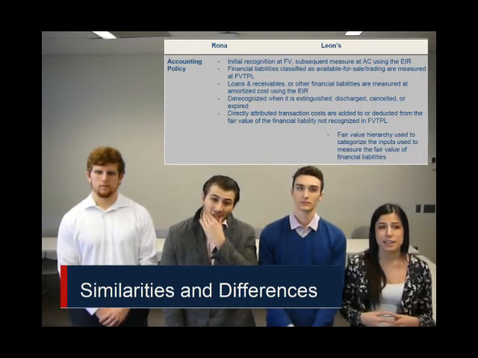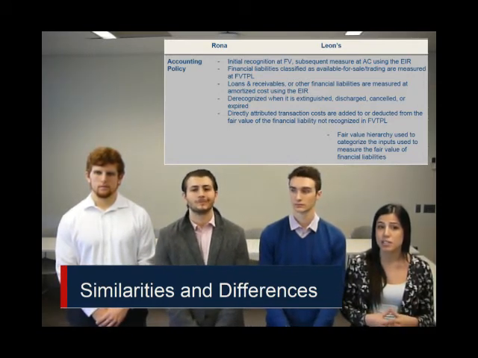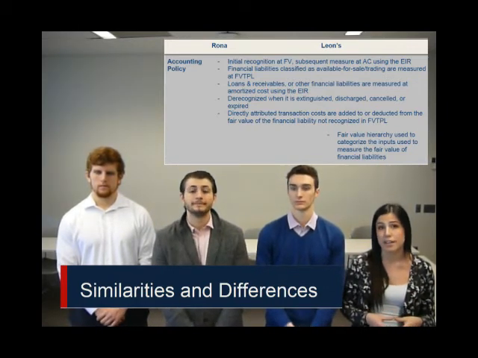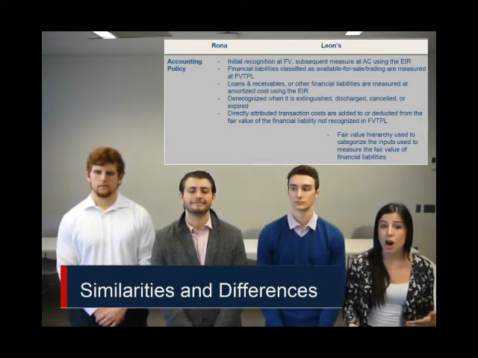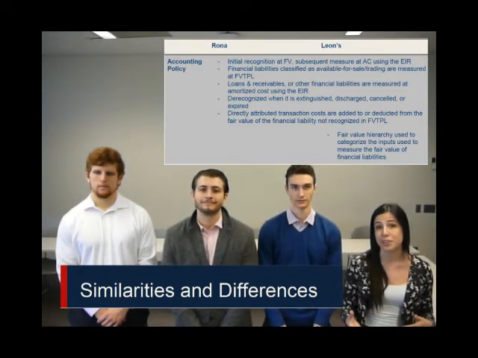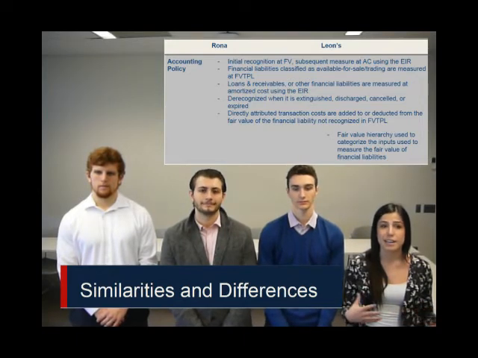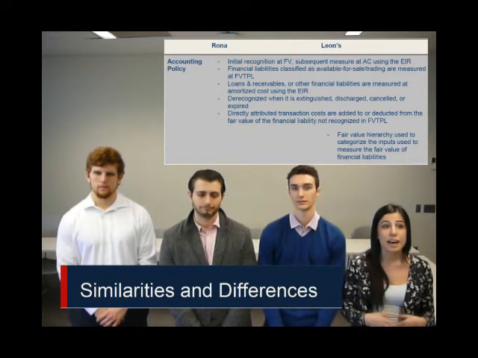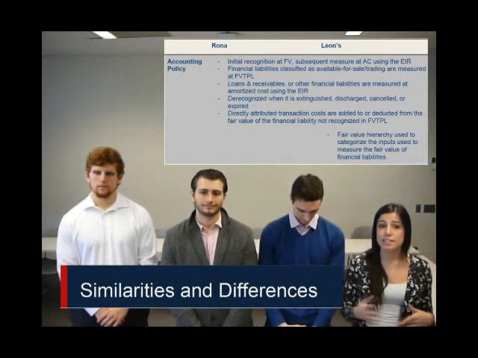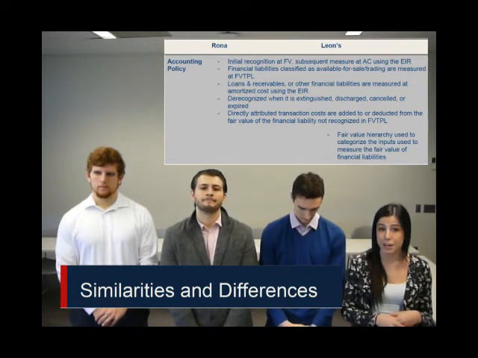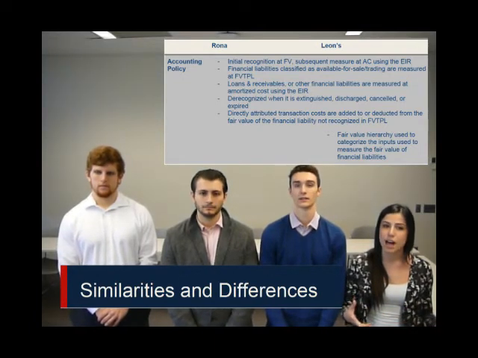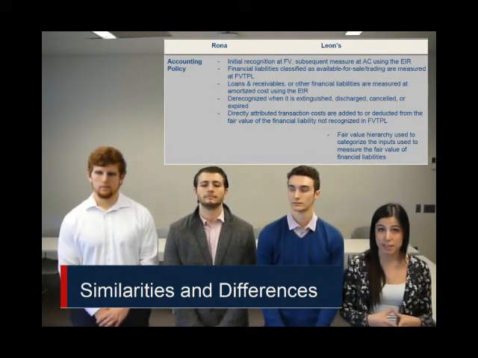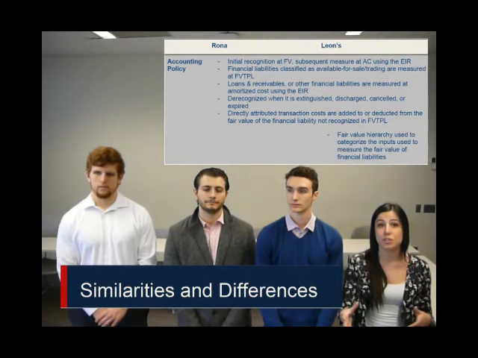Also, they both stated that they directly attribute the transaction costs that are added and deducted from the fair value of the financial liability, not recognized through fair value profit or loss. Obviously, the liabilities that go through fair value through profit or loss don't need to recognize any of these gains or losses because it automatically is done continually. And for Leon's, for a difference, they stated a fair value hierarchy is used to categorize the inputs used to measure the fair value of financial liabilities. I'm sure all of them do use this method of the fair value hierarchy, though Leon's went into further extensive disclosure.